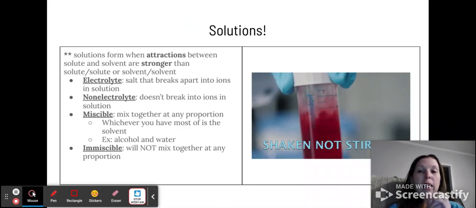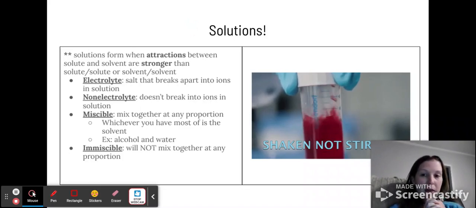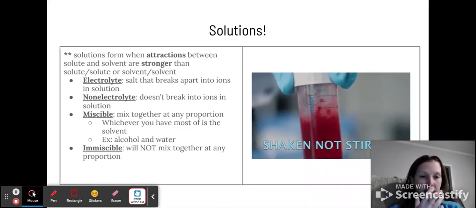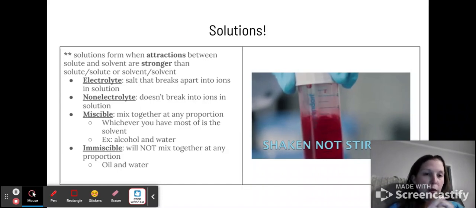And then we have a term immiscible, which means it will not mix together at any proportion. So a good example of this is oil and water. You know, when you put those two together, oil will bubble up on the surface.